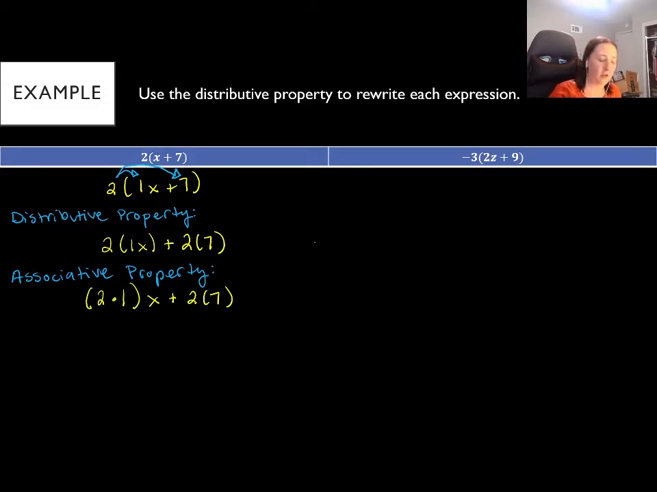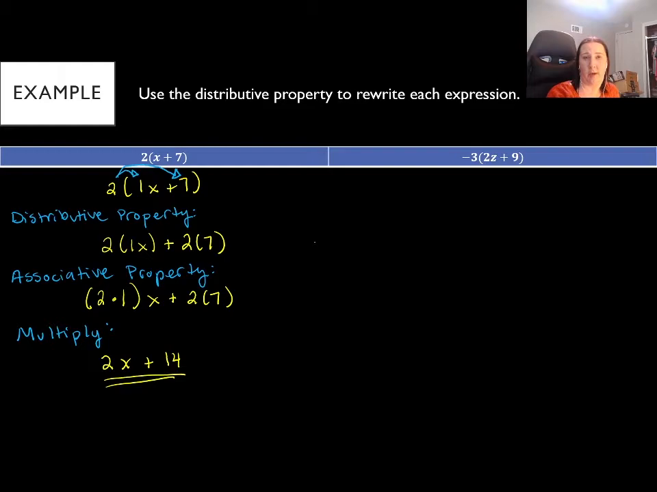And then we're actually going to do the multiplication. So I'm going to write that down. We're going to multiply. And so 2 times 1 is 2. So that gives us 2 and then an x. Plus, and then 2 times 7 is 14. And so that is our final answer: 2x plus 14.